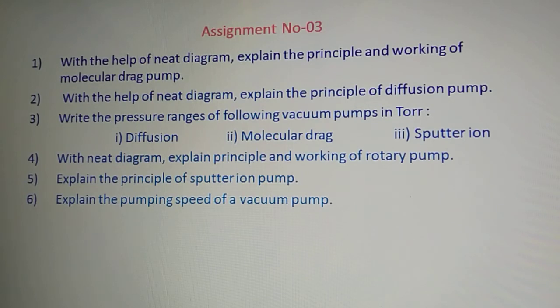Third question, write the pressure ranges of the following vacuum pumps in turn: diffusion pump, molecular drag pump and sputter ion pump. Fourth, with a neat diagram, explain the principle and working of a rotary pump. The fifth question, explain the principle of sputter ion pump. And sixth question, explain the pumping speed of a vacuum pump, right?